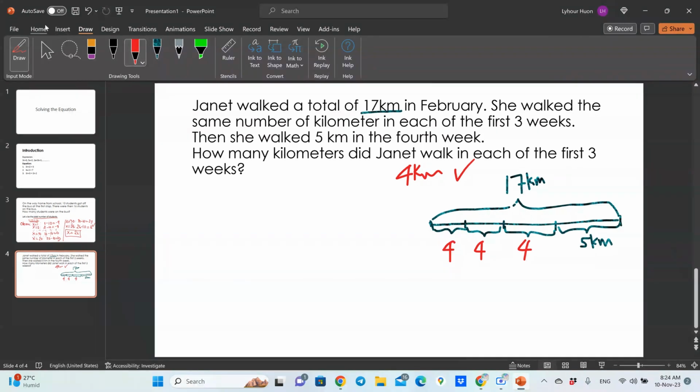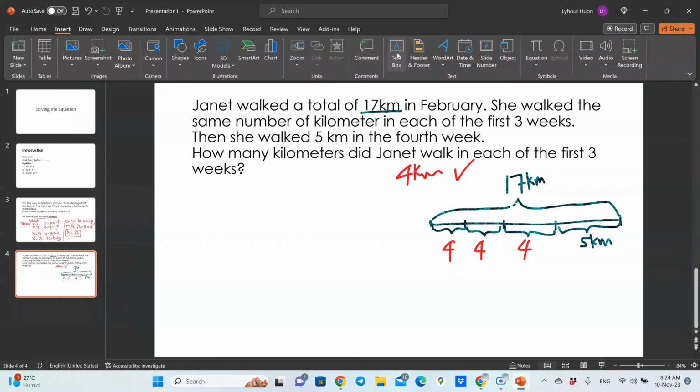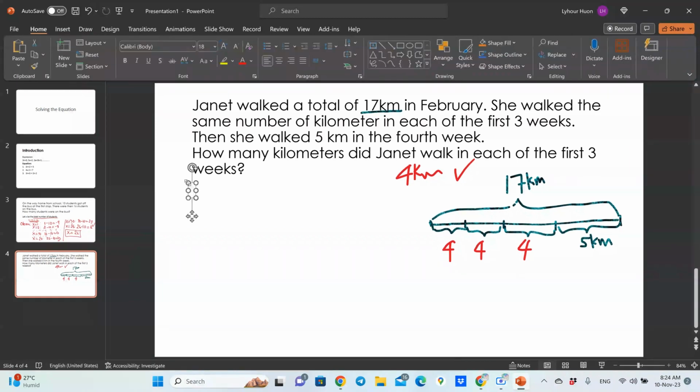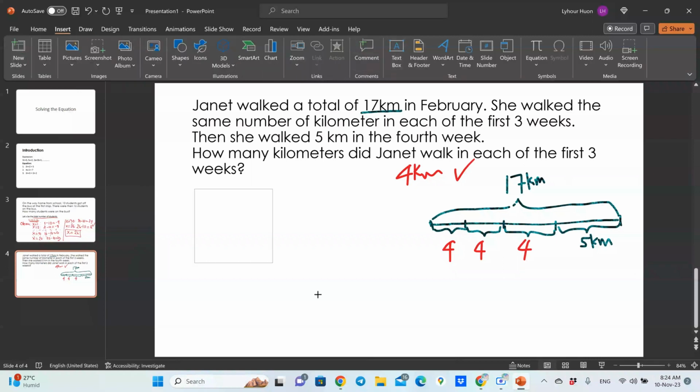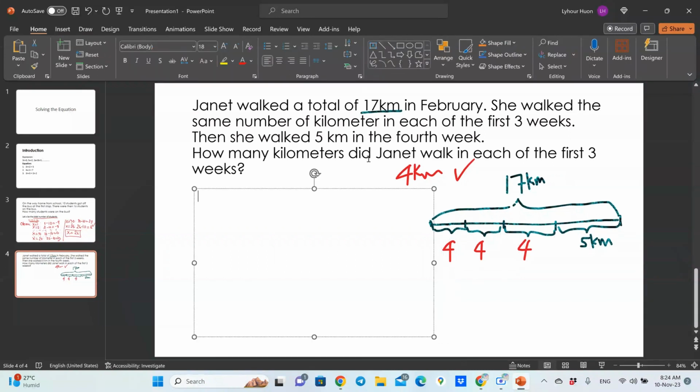But now the problem that we need to solve is, okay, let me type. I think I can draw faster. In order to solve this, first we write the expressions that show the equations. Now we were asked to know how many kilometers Janet walked in each of the first 3 weeks.